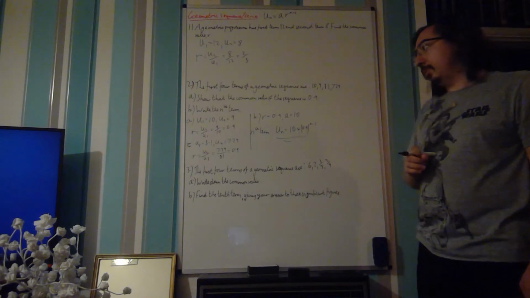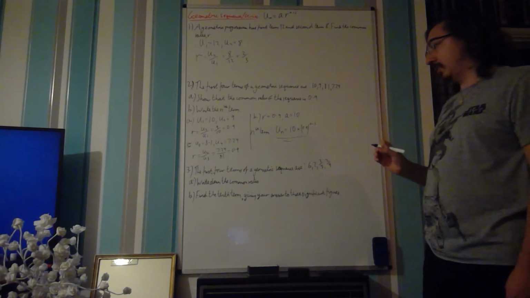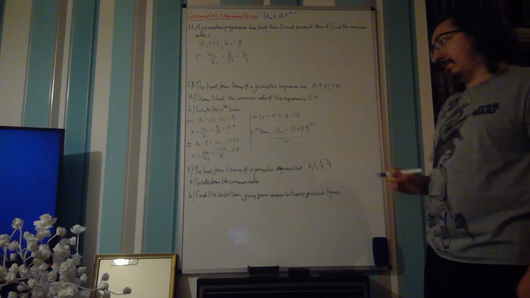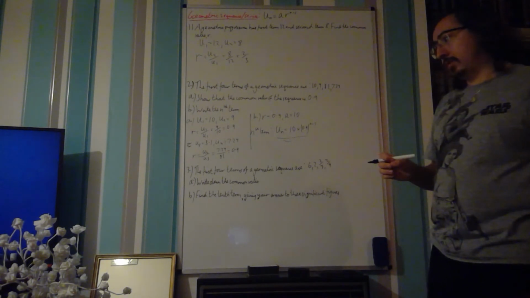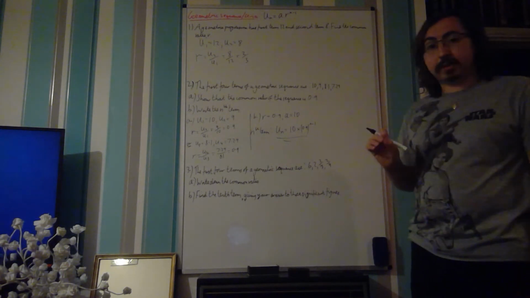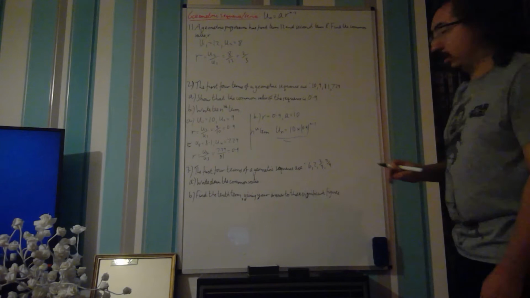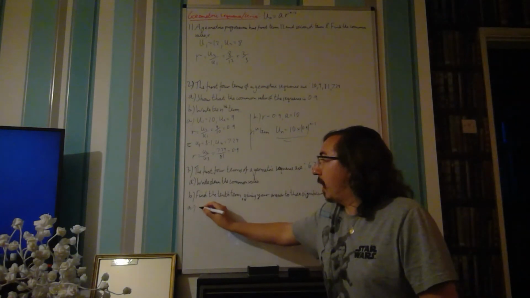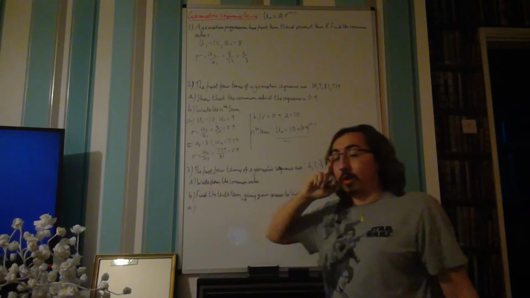For the third problem, we're given the first four terms of a geometric sequence as 6, 2, 2 over 3 and 2 over 9. Part A: write down the common ratio, and then part B: find the 10th term, giving your answer to three significant figures. So it's a similar idea again. With part A, we want to write down the common ratio.